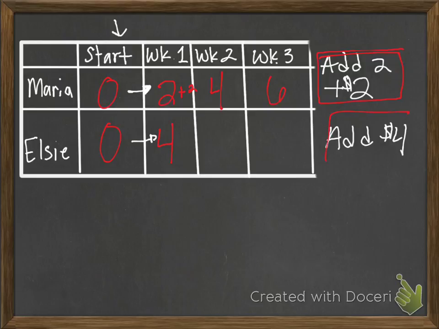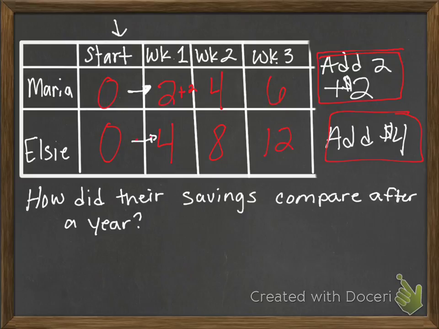Now, Elsie down here, she adds $4 each week. So she went from 0 to 4. And then we have to say, well, what's 4 plus 4? 8. Then what's 8 plus 4? $12. But the main question was, how did their savings compare after a year? So right now, we can only say how their savings was compared after 3 weeks of each of them saving, but we want to know how did their savings compare after a year. Well, since we're looking at weeks up here, we need to know how many weeks are in a year. So there are 52 weeks in a year, and I put WKS for shortening of weeks in a year.